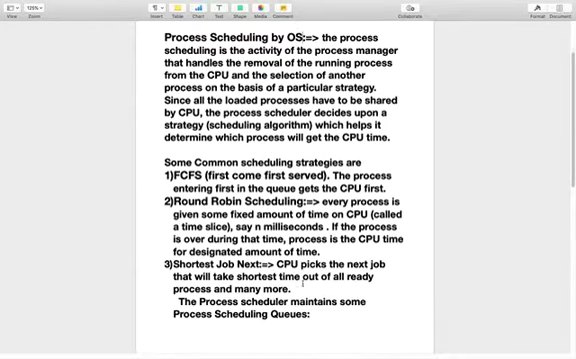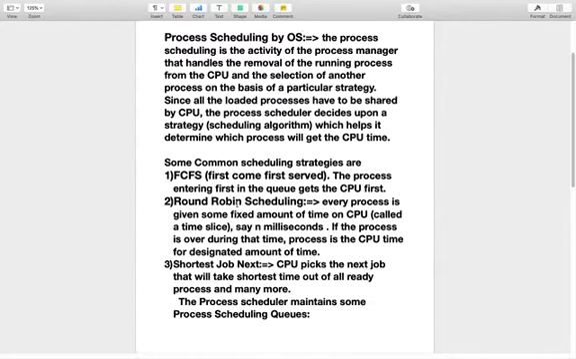Some common scheduling strategies are FCFS, first come first serve. The process entering first in the queue gets the CPU first. It is a very easy algorithm or scheduling method. Whichever process comes first will get the CPU first.